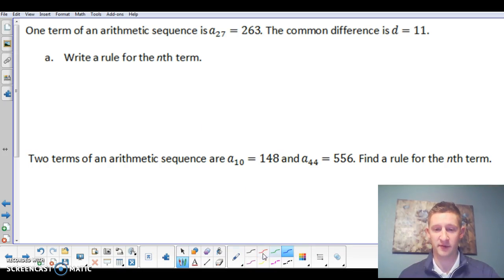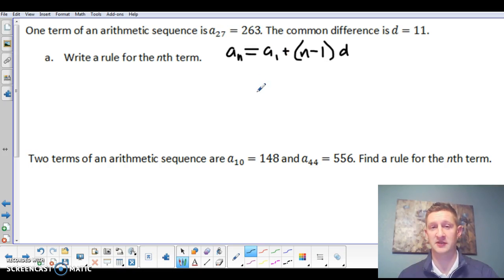Now, if we remember from the previous video, the format for an arithmetic sequence goes something like this. To find the nth term, you take the first term plus n minus 1 times d, the common difference. Usually we simplify that expression, but that's the basic way that it shows up. Now we're asked to write a rule for the nth term for a sequence where we're not given the first term. Instead, we're given the 27th term in that sequence. Here's how I would set that up.